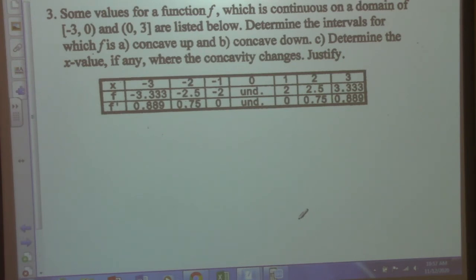So I want you to go ahead, determine the intervals for which f is concave up and concave down, and determine, if you can, where the concavity changes, and justify that. So see if you can justify that. We're given f prime in F. My way of looking at this would be to construct a number line, use that number line to analyze kind of where you are.